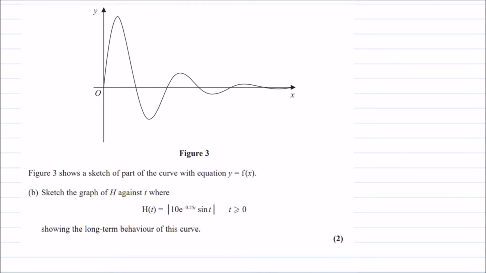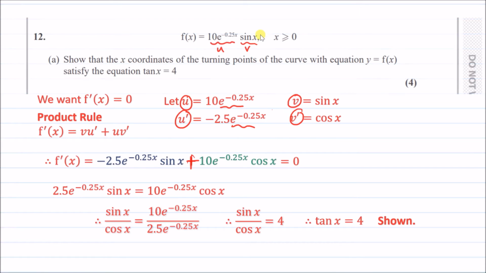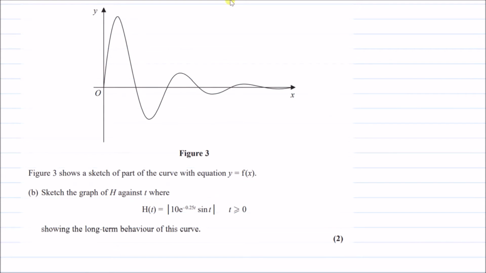So, figure 3 shows a sketch of part of the curve with equation y equals fx. So, this is what we had previously. So, this is kind of reflecting the first part. This equation right here, yeah? Now, have a look again. B. Sketch the graph of h against t, where this function equals the same function we had here. So if you look back, it's the same function, but now they put this kind of absolute sign.